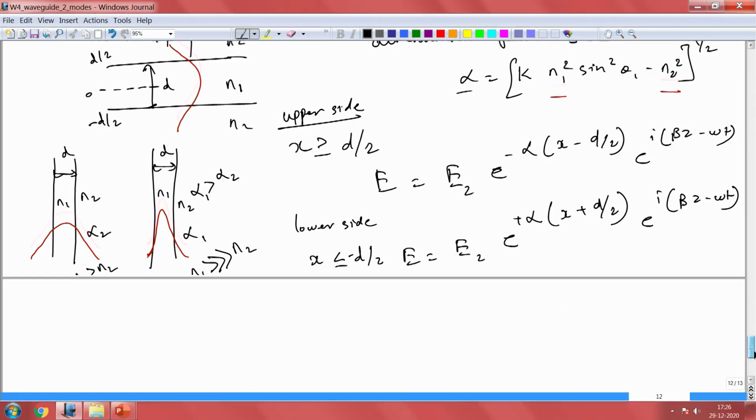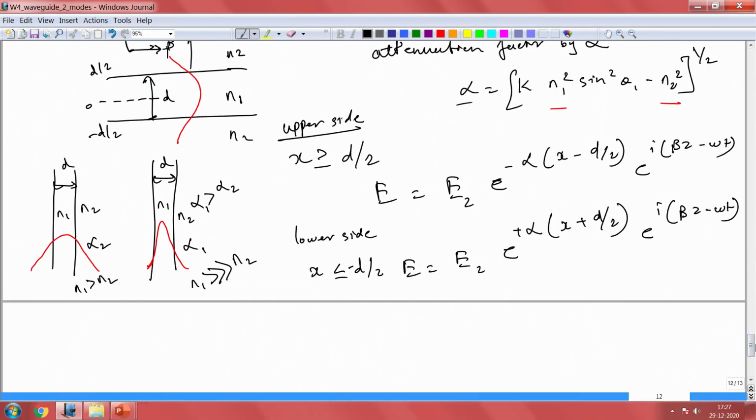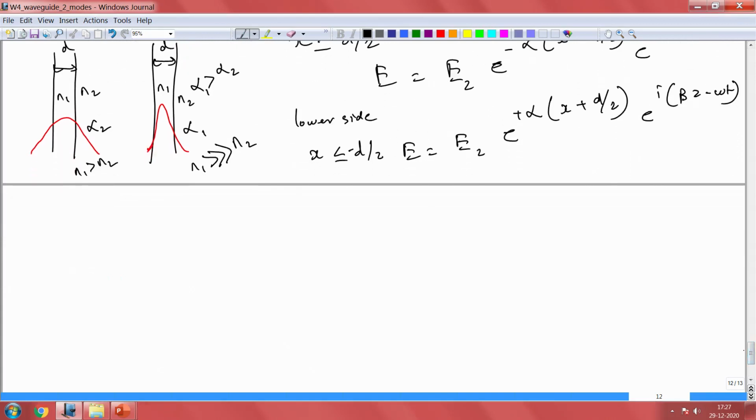Alright, so let us look at another factor we define. We are talking about refractive index n1 and n2 and so on. The waveguide has its own refractive index, which we call the waveguide effective index.